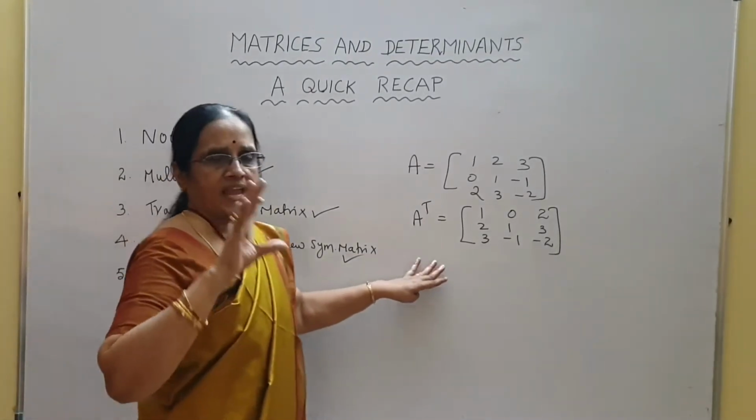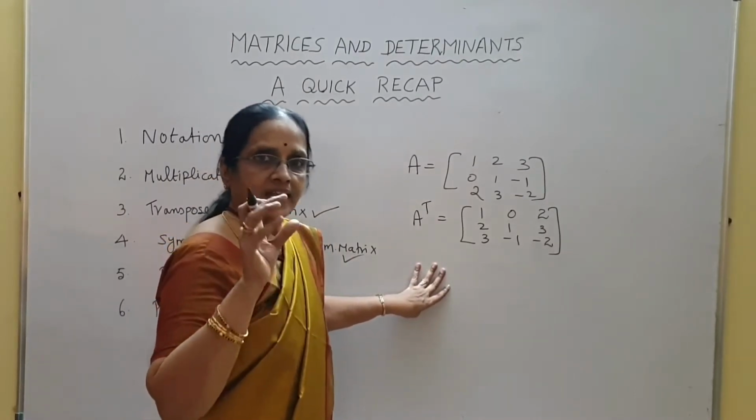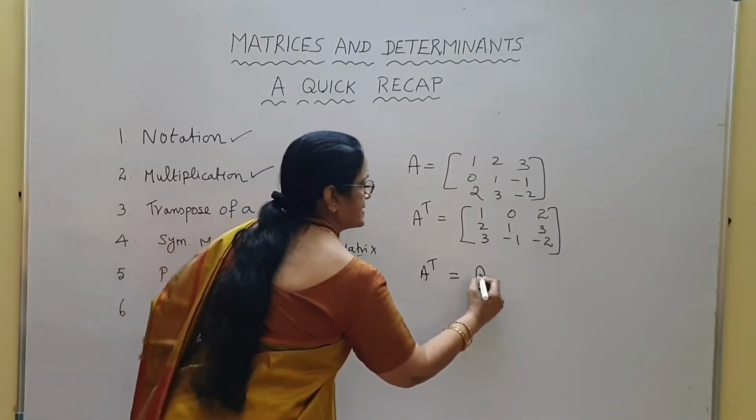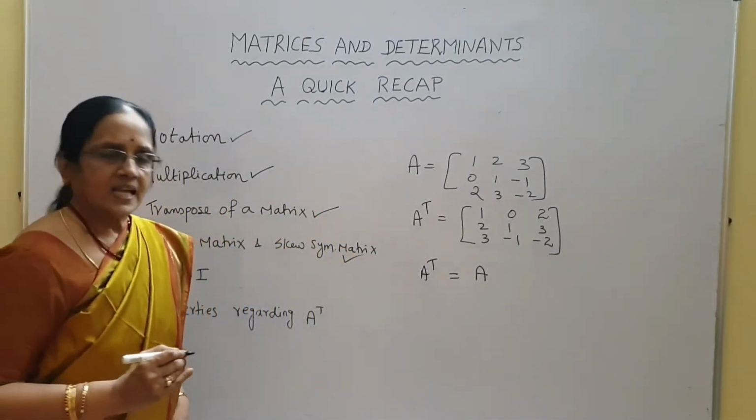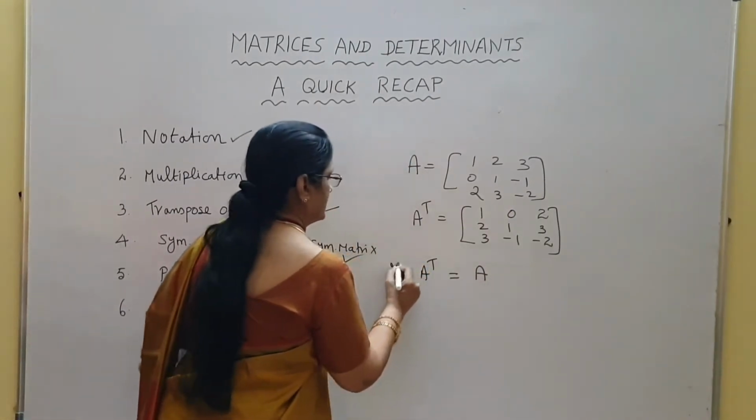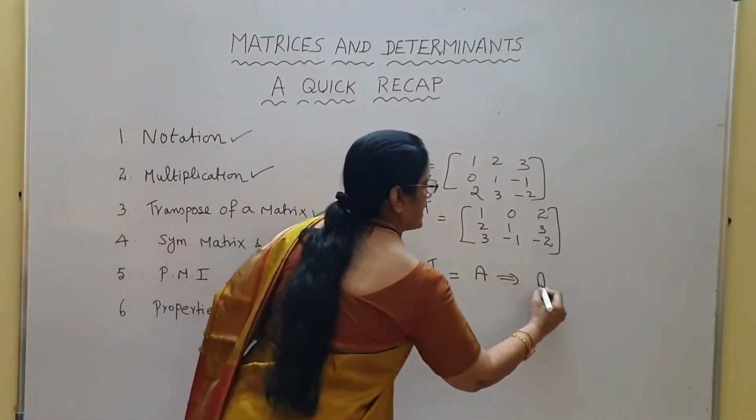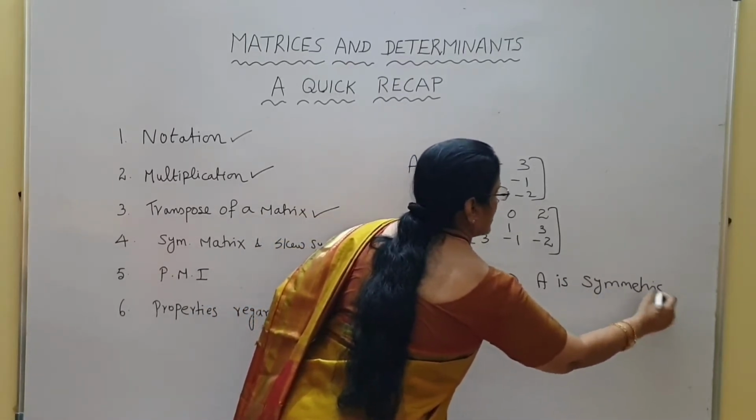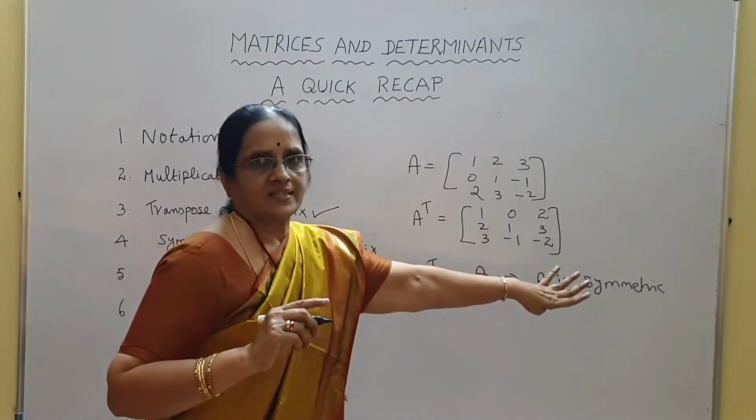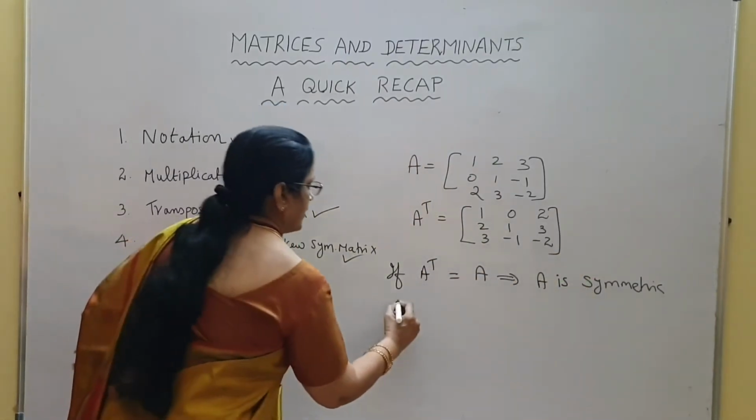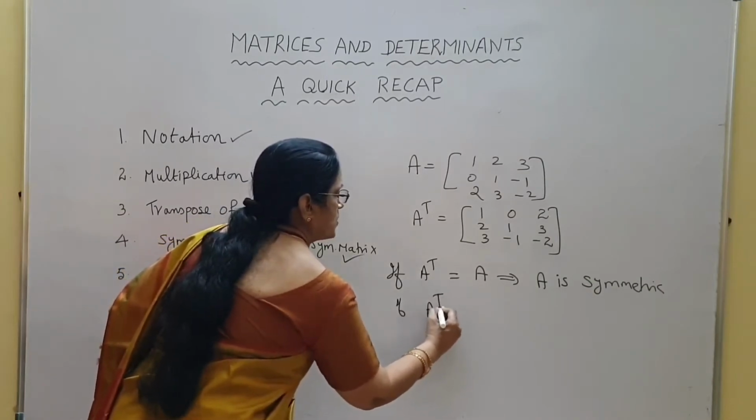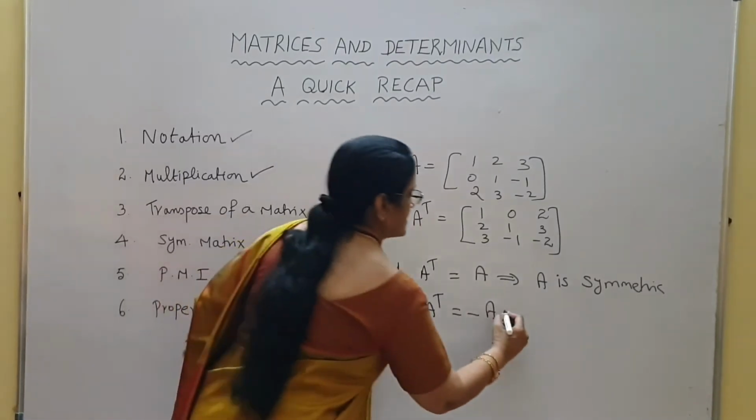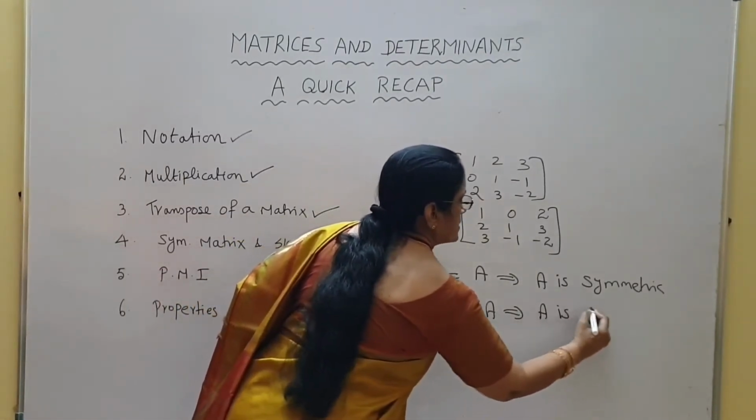Then coming to the next one, symmetric matrix and skew symmetric matrix. A given matrix A is said to be symmetric if transpose of the matrix is equal to the matrix itself. This implies A is a symmetric matrix. Whereas if A transpose is equal to negative of the matrix A, this implies A is skew symmetric.